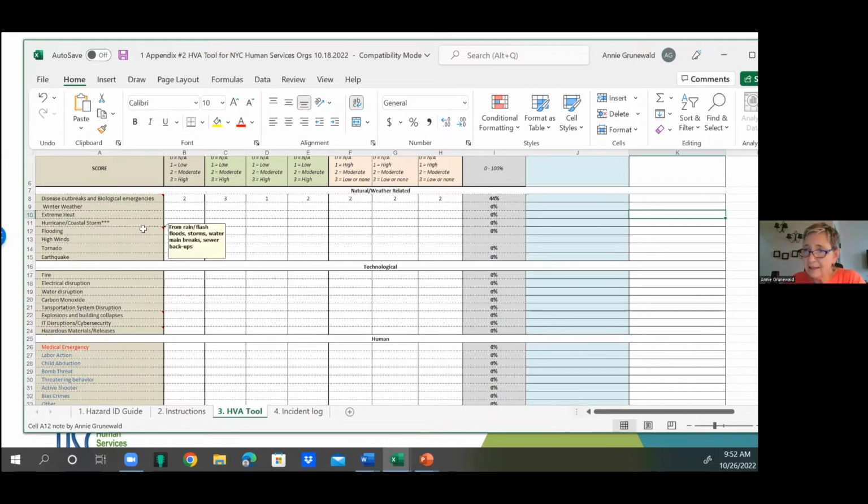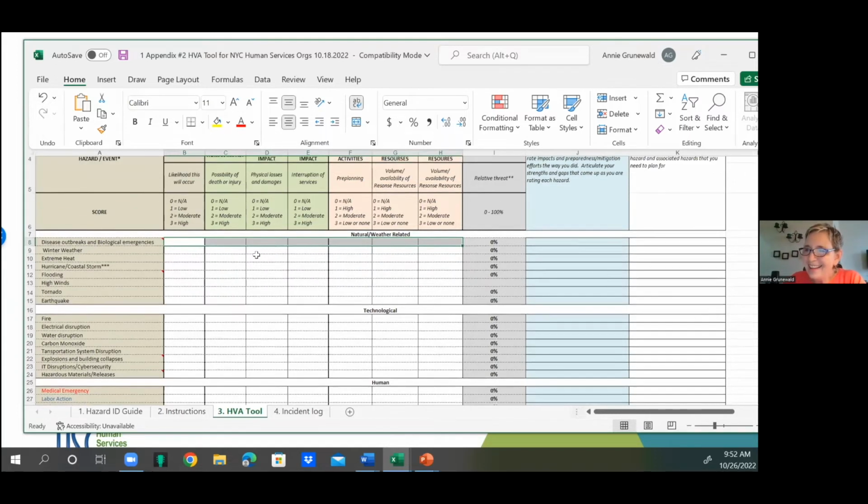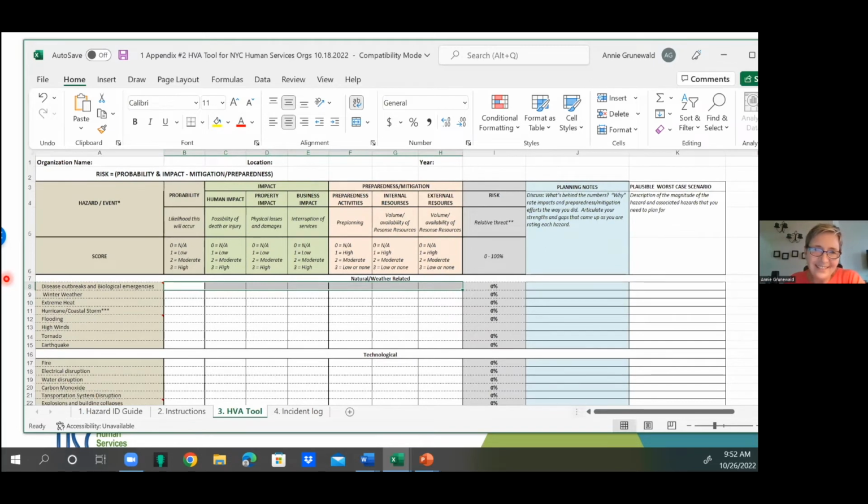All right, then the next thing we have, I had already populated this, but you can see that for each of these columns, you can assign a number value to it, right? And all these numbers are going to add up and tell you what your relative risk is. So the first thing you're looking at is, how likely is a thing to happen? Okay. How likely is this thing to happen?